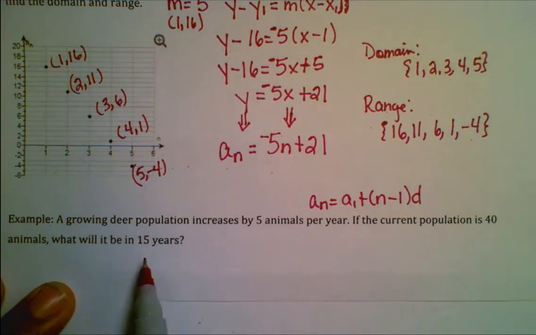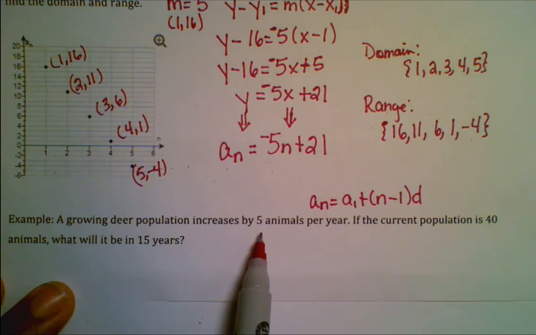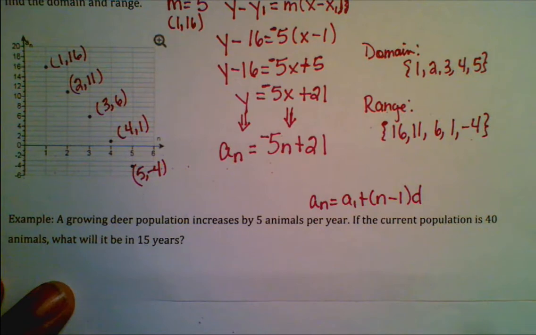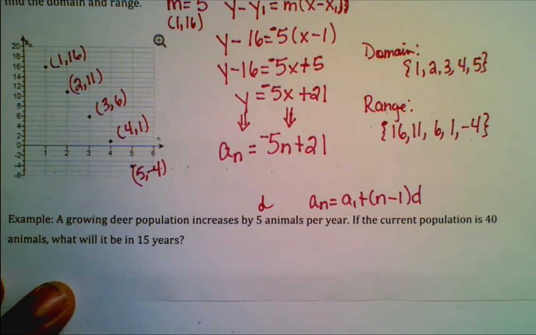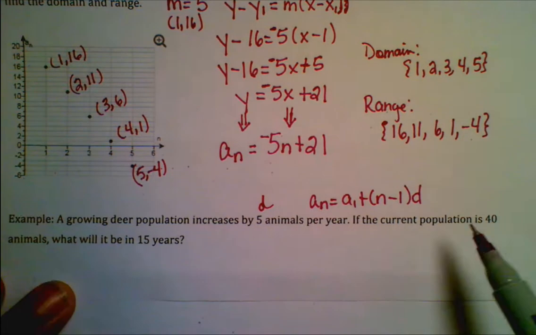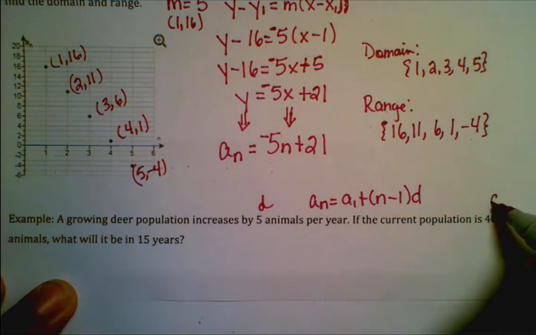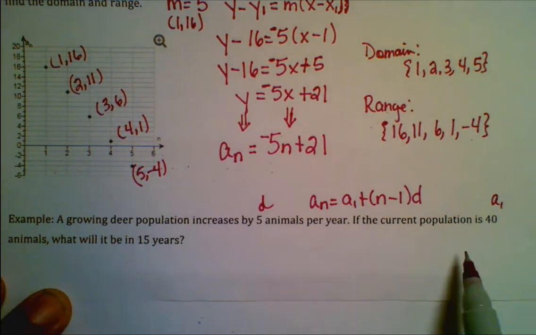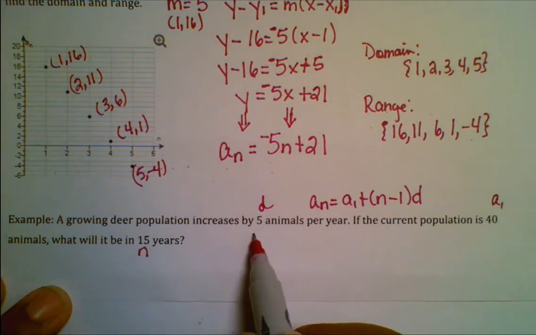As we go back over this story, a growing deer population increases by 5 animals per year. Increase, so that will be our d, the common difference. So d is 5. If the current population is 40, we're starting off at 40, that's our first term. What will it be in 15 years? 15 will be our n. So let's go ahead and find this.